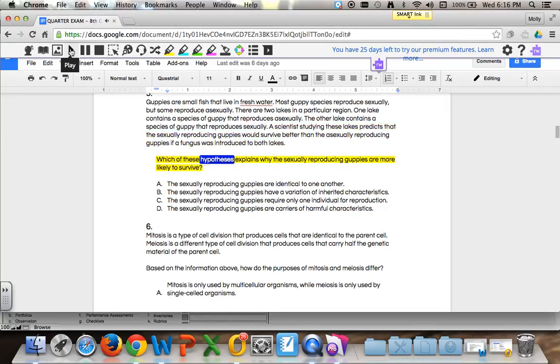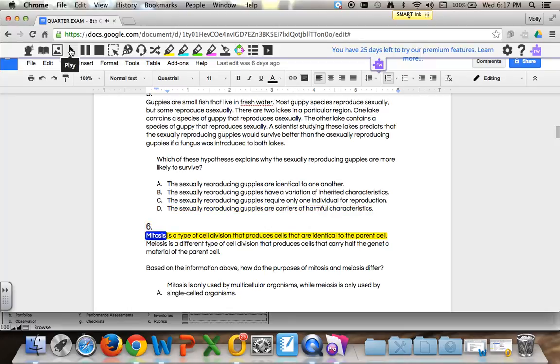Which of these hypotheses explains why the sexually reproducing guppies are more likely to survive? A. The sexually reproducing guppies are identical to one another. B. The sexually reproducing guppies have a variation of inherited characteristics. C. The sexually reproducing guppies require only one individual for reproduction. D. The sexually reproducing guppies are carriers of harmful characteristics.